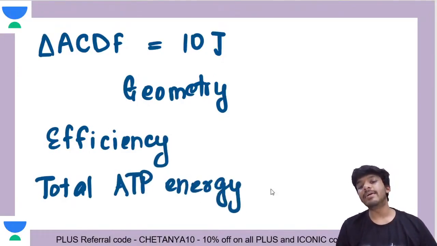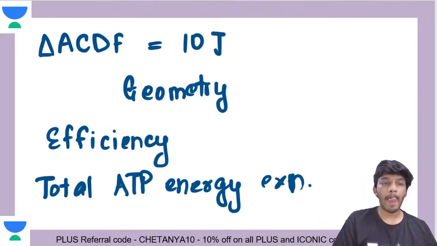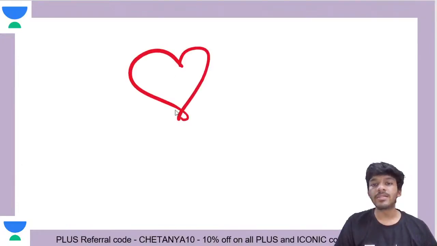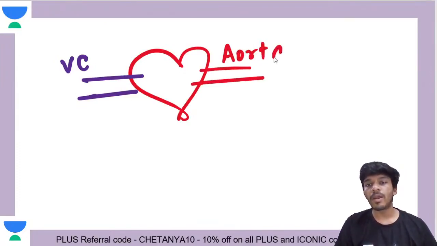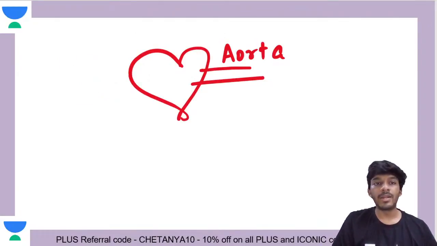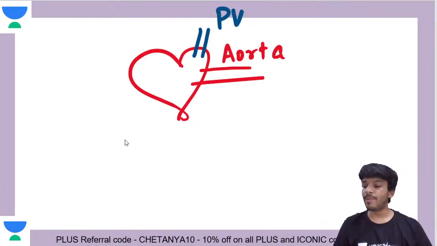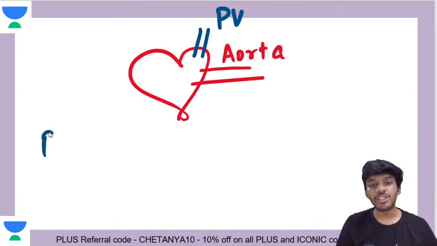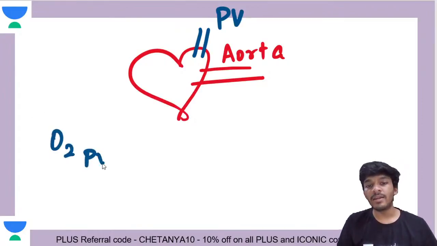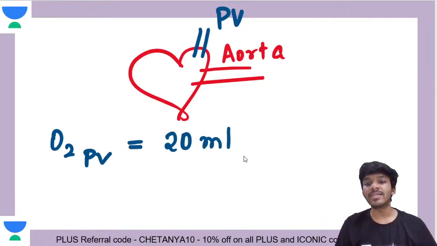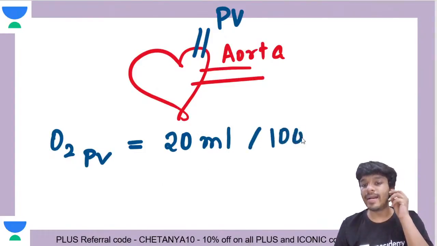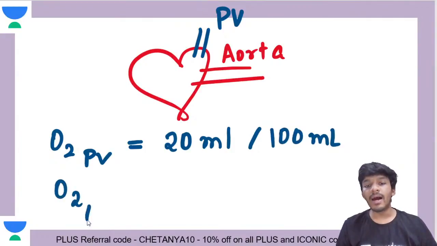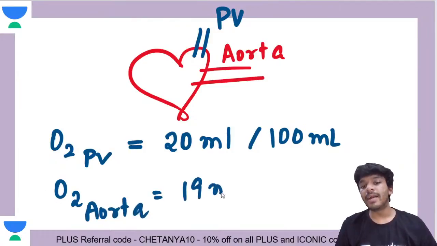What they might do is they might say that this is the heart, this is the vena cava, and this is the aorta. Or let's say this is the pulmonary vein that is bringing oxygenated blood from the lung. So the amount of oxygen in the pulmonary vein, let's say it's given as 20 ml, right? In a particular given volume of the blood that is coming, it is, let's say, 20 ml per 100 ml of blood, and the oxygen in the aorta is 19 ml per 100 ml of the blood, right?